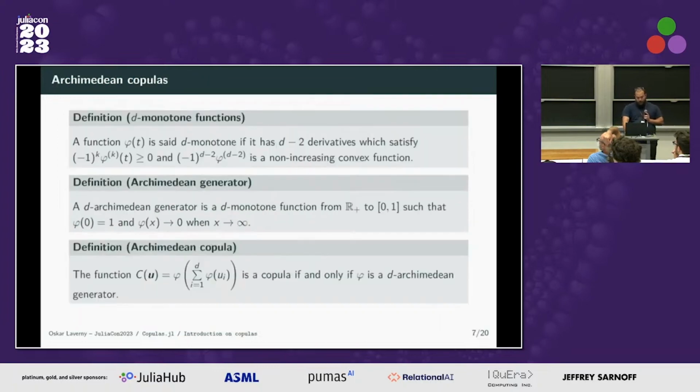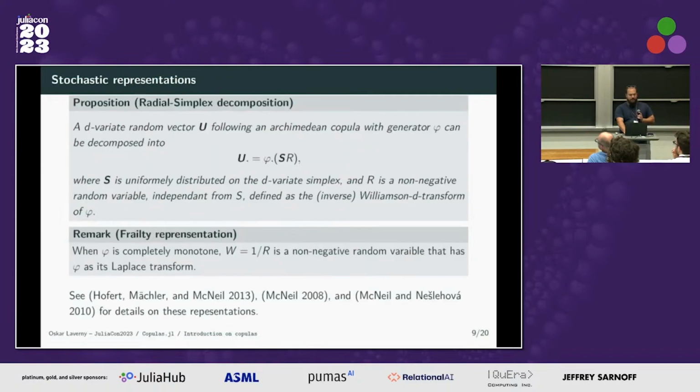Those copulas are a lot less easy to sample than the Gaussian ones, right? To sample the Gaussian ones, you simply sample a Gaussian random vector, and then you apply the normal inverse CDF, the normal quantile function, to get back to the unit square. Here it's a little more complicated, and in fact we have some decompositions that allow us to sample them correctly, which is called the radial simplex decomposition.